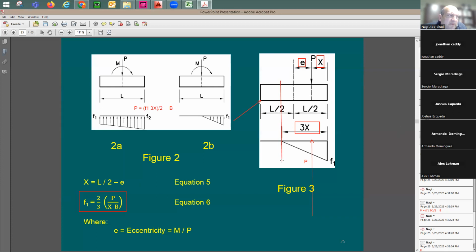Look at this line here. It is not necessarily to be 1/2. It could be maybe 10% here, 20%. Okay. Very good.